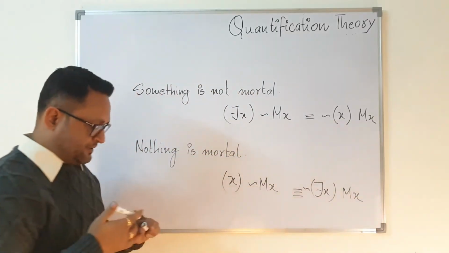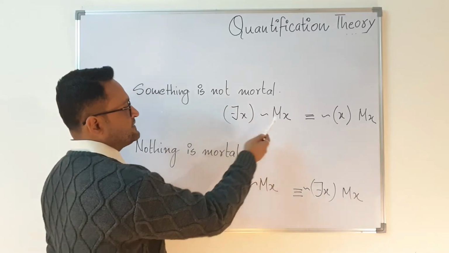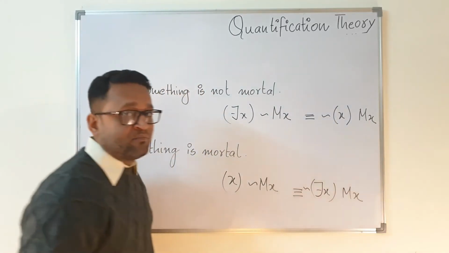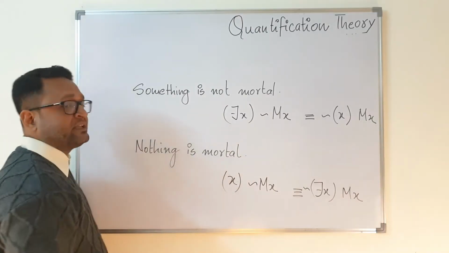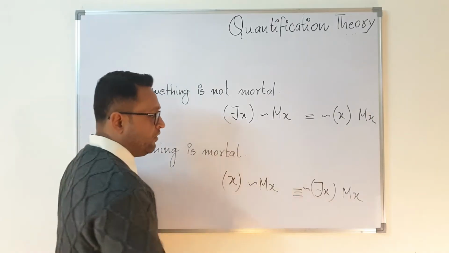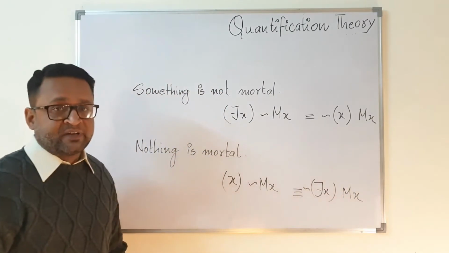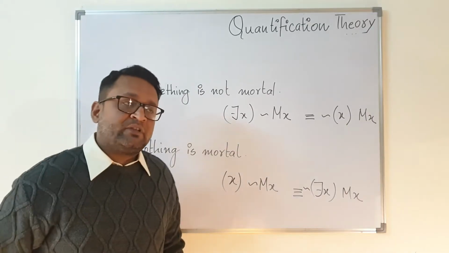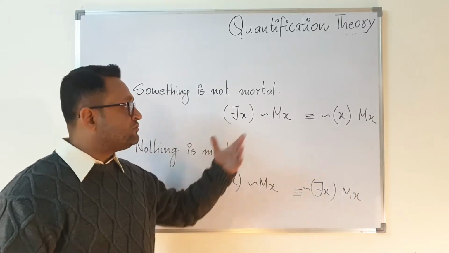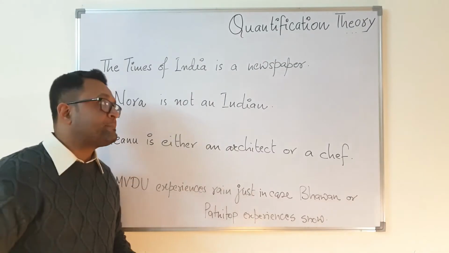So either way, if you say something is not mortal, you can say there exists X such that X is not mortal, or it is not the case that everything is mortal, right? And when we say nothing is mortal, you can say for all X, X is not mortal, or it is not the case that there exists X that is mortal, right? So if you remember the squares of opposition, it will be useful for you to deduce these kinds of results as well. A few more examples.